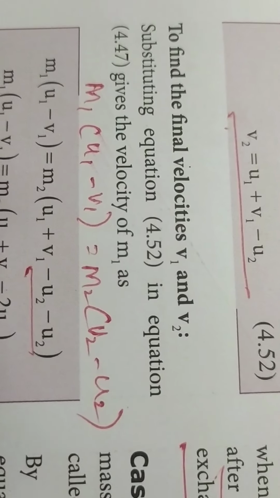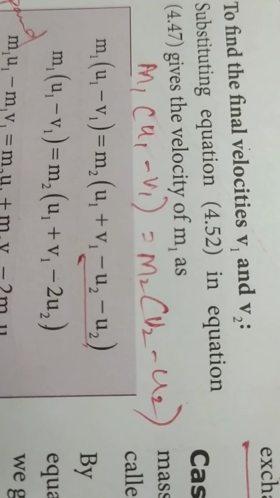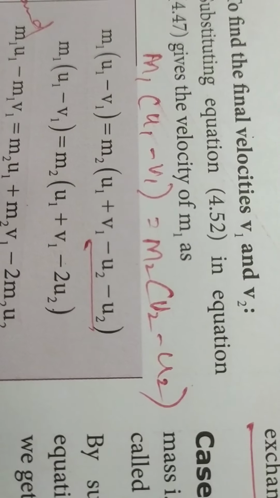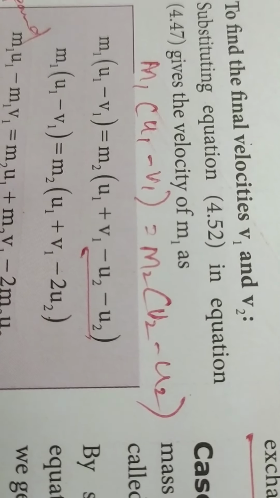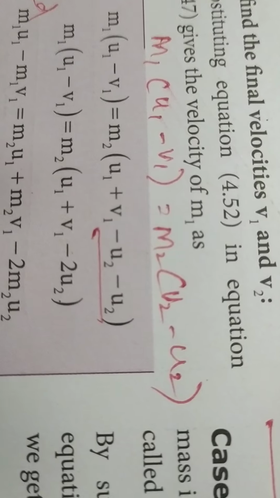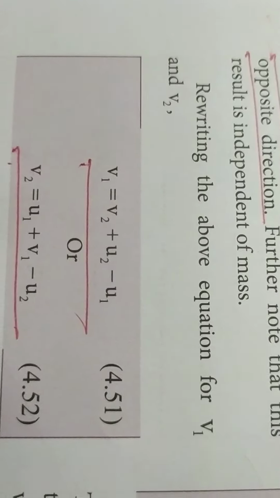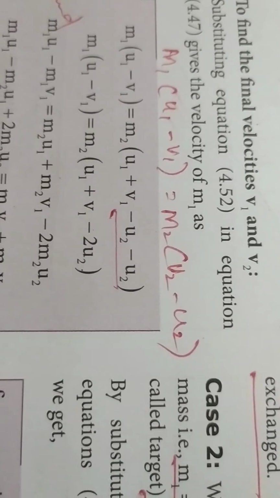Next we are going to see what the final velocities v1 and v2 are. For that you take this equation 4.47, which I have written above this: m1 of u1 minus v1 is equal to m2 of v2 minus u2. Now you can substitute for u2, because you have found out the value for this.